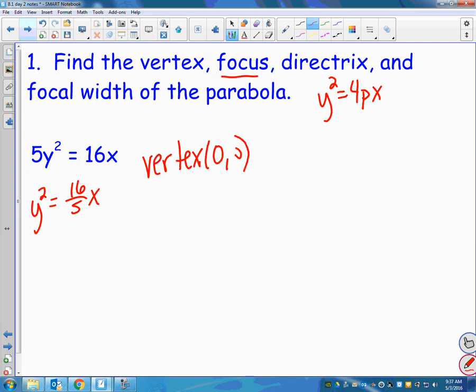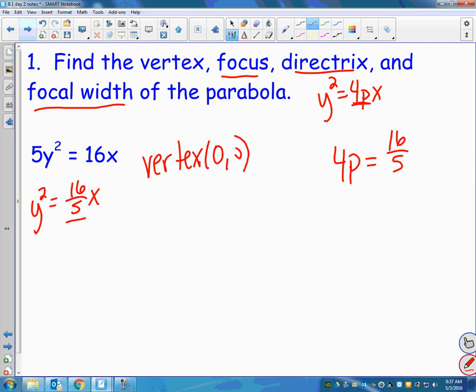But to do the focus, the directrix, and the focal width, all of those have p in them. So that's where you have to be able to find p. So 4p is going to equal whatever's in front of x. So I can say I know 4p equals 16/5. And again, I picked one that's kind of ugly. It's much nicer if that just equals 16. It'd be much easier to find what p is.